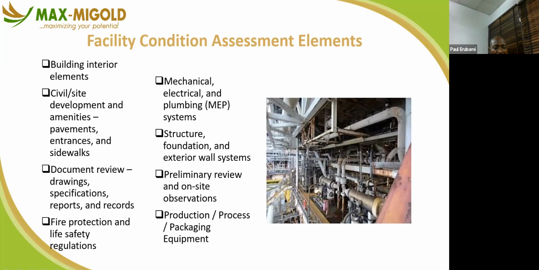Then, fire protection and life safety regulations. Then, your mechanical, your electrical, and your plumbing system, which is MEP, like I already said. I told us that it was being referred to as MIE initially, but it's no longer called MIE. It is now MEP. Then your structure, your foundation, and your exterior wall. These are all elements of facility condition. These are all what you can carry out assessment on in a facility.